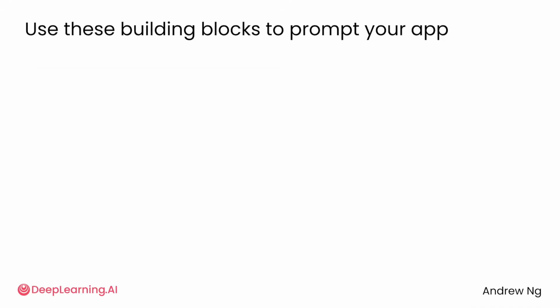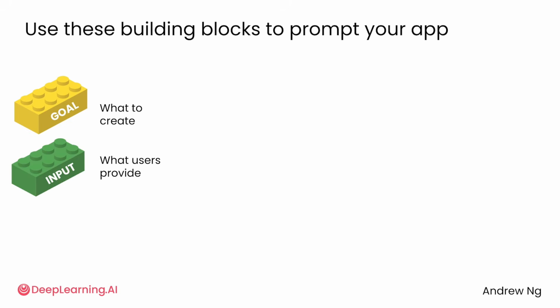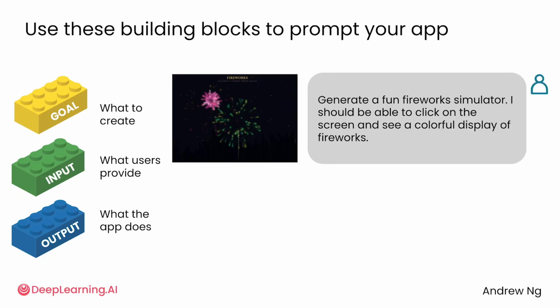If you're trying to write a prompt to tell AI to build a simple app for you, here are some building blocks you might consider including in your prompt. First is to specify your goal for what you want to create. Next, specify what are the inputs, what the users need to input into the system. And then lastly, what are the outputs or what the app shows back to the user. For example, in this prompt, we are telling it that the goal is to generate a fun fireworks simulator. The input is, I want to click on the screen, and the output is, see a colorful display of fireworks.